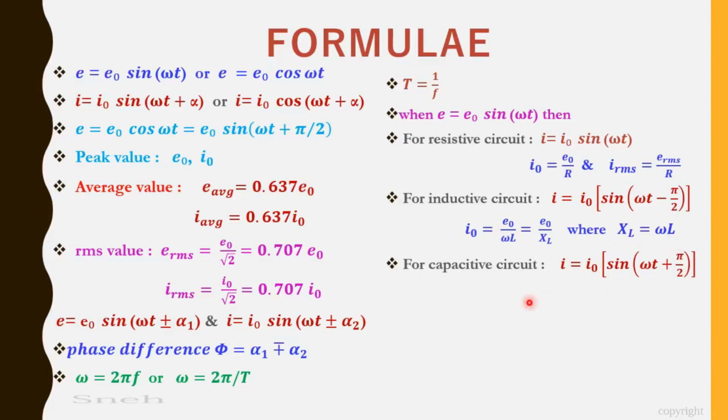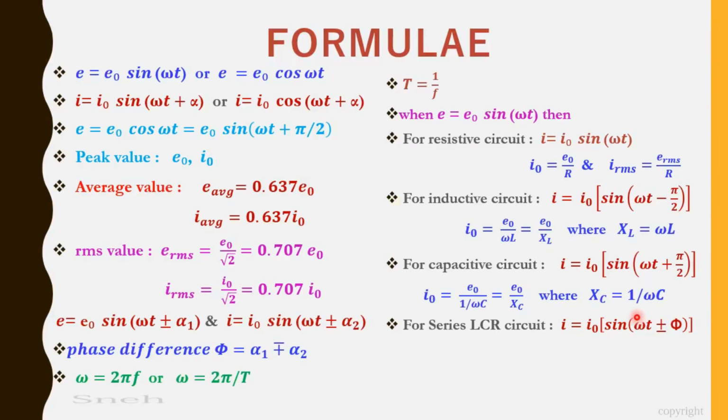Now for capacitive circuit, I is given by I0 sin(omega t plus pi by 2), because current is leading the EMF, and here I0 is given by E0 upon 1 upon omega C, or it is said to be E0 upon XC, where XC is 1 upon omega C. For series LCR circuit, I is given by I0 sin(omega t plus minus phi), where phi is phase difference, and I0 is given by E0 upon Z, where value of Z is given by under root R square plus (XL minus XC) whole square.